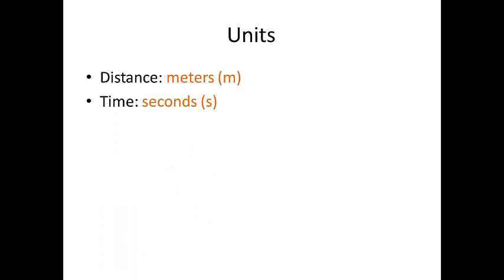So now let's talk about the units. We saw earlier that distance is usually measured in meters. That's the base unit. Time is measured in seconds, and so speed is measured in meters per second, and what that looks like is a capital M, a fraction bar, and then an S. So it is m/s, meters per second.